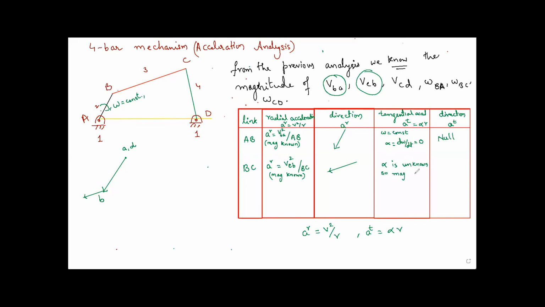Magnitude cannot be found, but direction can be found. It's similar to the case of velocity, where magnitude is not found but direction is known. Tangential acceleration has the direction which is perpendicular to the link. So mostly this must be the line, right? Yeah, perpendicular to the link. So just mention the direction. Once you know the direction, you can connect from here, right? From this diagram you can connect it properly.